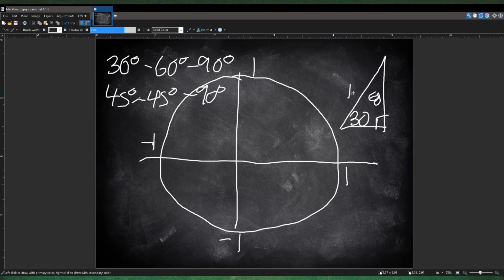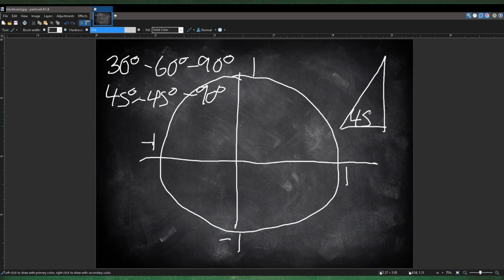If this is radius 1, then the opposite side of the 30, the smaller angle, would be half of that. So it would be 1/2. And the 60 degree would be square root 3 over 2. You just need to know it. It's one of the concepts you have to memorize in pre-calculus.